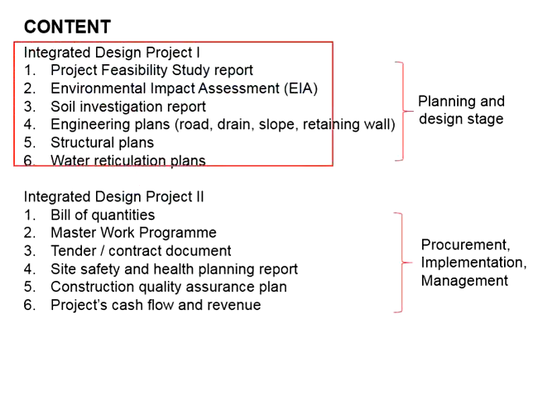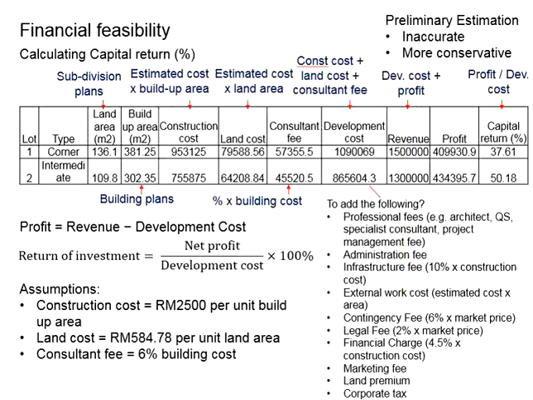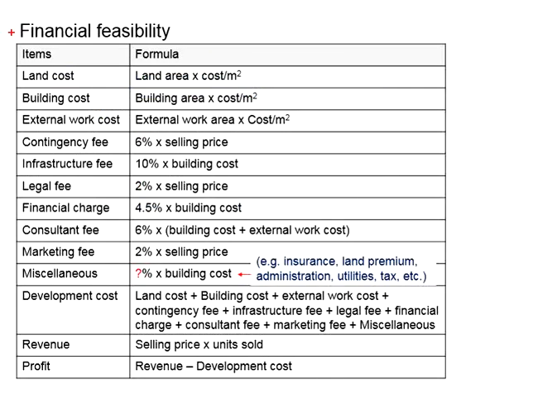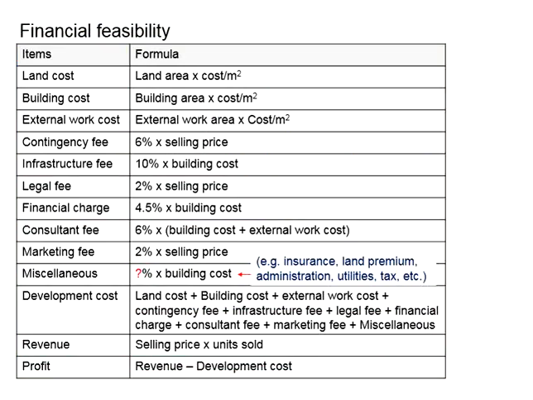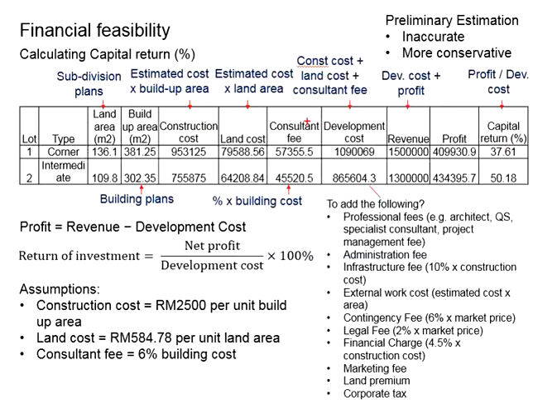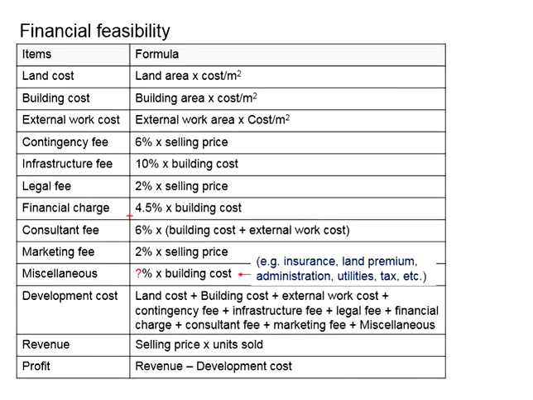Coming back to integrated design project, assuming now you do not have any historical data, these are some recommended quantum for you to do good estimations. You can always start with this quantum. Over the time, you can refine it further so that it becomes more accurate. Let's say now you want to deal with the consultant fees. You can use 6% out of the building cost plus the external work costs.